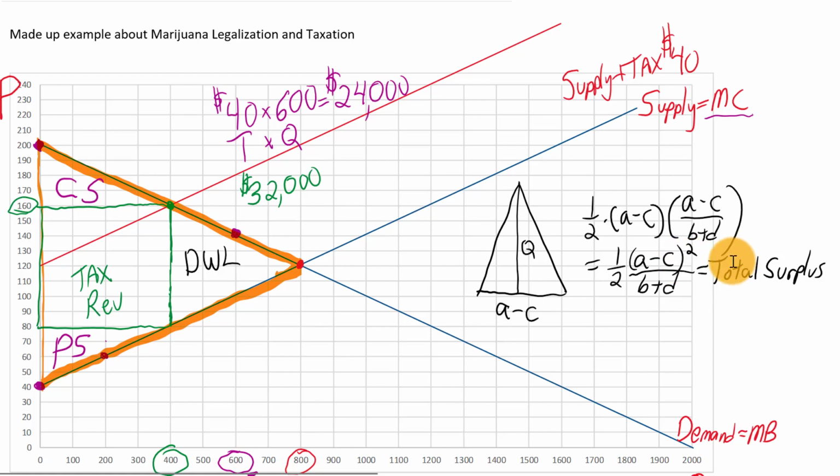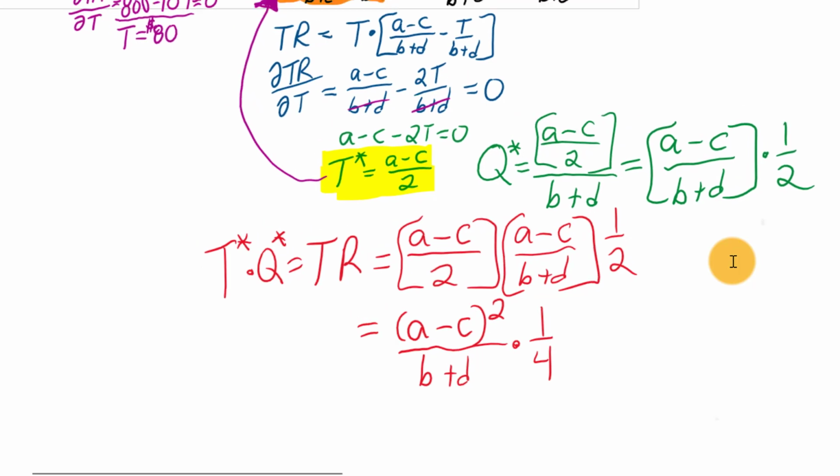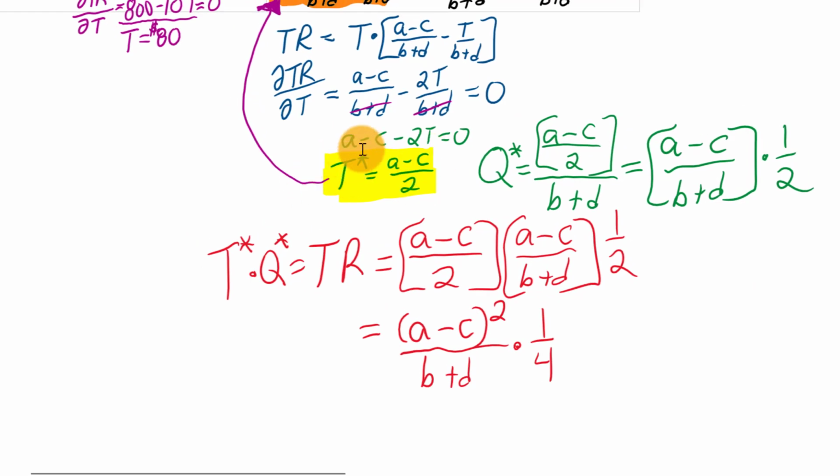Well, how big is the tax revenue going to be? Well, let's go back down here where I've done a little bit of algebra. If we just take our T star, our tax level, right, and we multiply that times Q star, we're going to get our tax revenue. So we just take that A minus C over 2 right here, multiply it times this quantity, A minus C over B plus D times 1/2. Okay, that's right here. And we multiply that through.